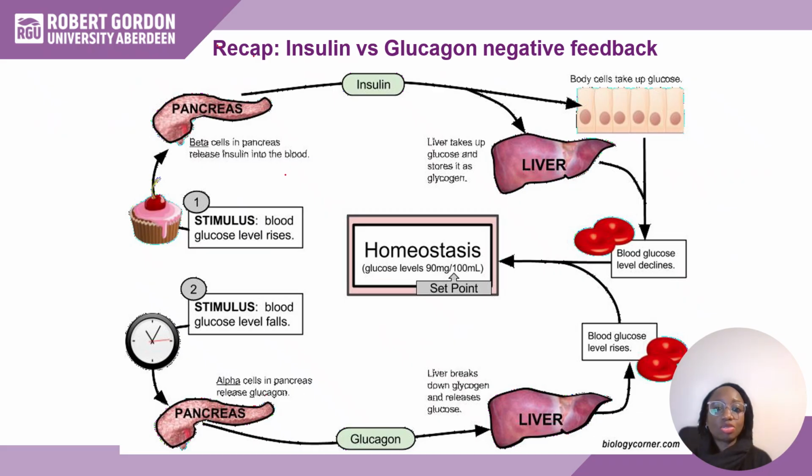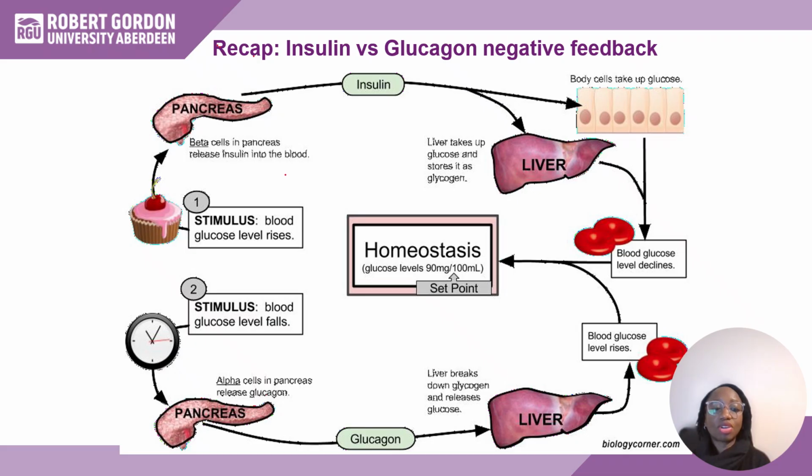So, just to remind you again about that negative feedback mechanism that occurs to achieve homeostasis, when there's a stimulus in the blood in the form of blood glucose. When that goes high, the pancreas produces insulin, from the beta cells in the pancreas. This then instructs the liver to take up the glucose and store it as glycogen, as well as the body cells taking up the glucose. And so the blood glucose declines and homeostasis is achieved.